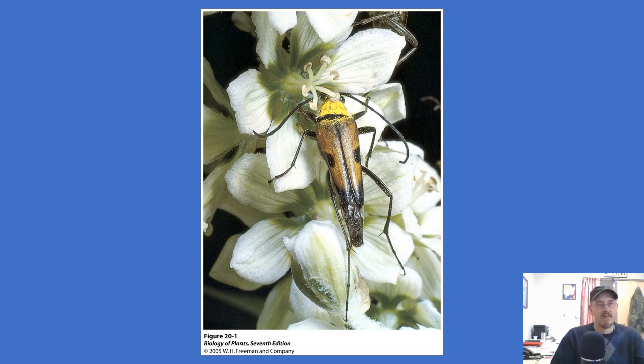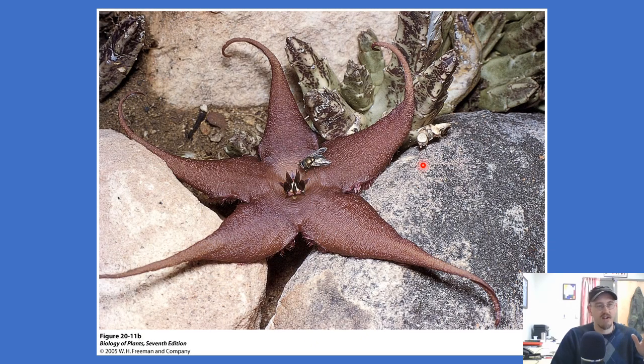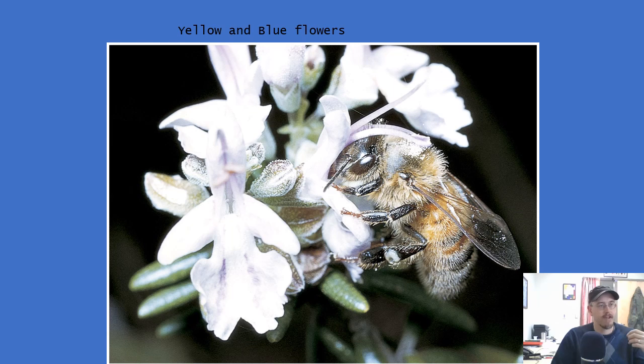Here is a beetle eating pollen, getting covered in pollen at the same time. It's going to move off to another flower. It's going to get that pollen on the stigma of that other flower, and we'll have fertilization take place after that. Here is a flower that smells like rotting meat. It attracts flies. They pollinate by spreading the pollen around. There's a bee. Bees really like yellow and blue flowers. They're attracted to yellow and blue, and they get covered in pollen. You can see the pollen all over the back of this bee. It's going to fly to another flower now.